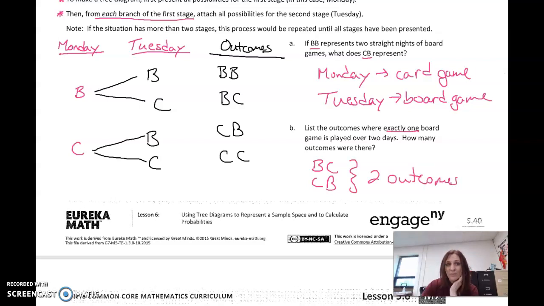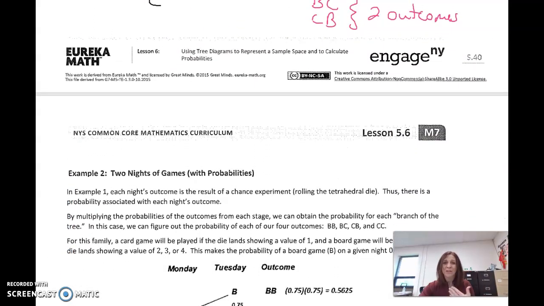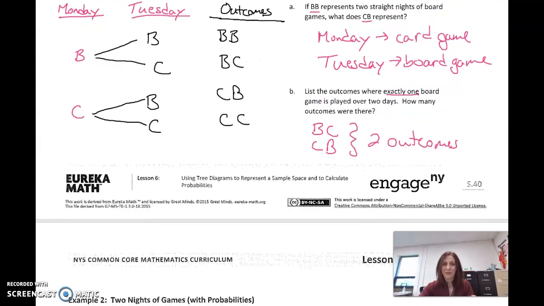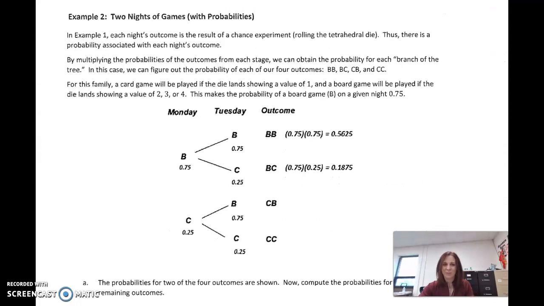There are 2 outcomes. Now we're going to take this tree diagram and move it to 1 more day. The family likes to play games, right? So you're going to see this one kind of appear down here with some numbers, but I'll explain that. In example 1, each night's outcome is the result of a chance experiment.